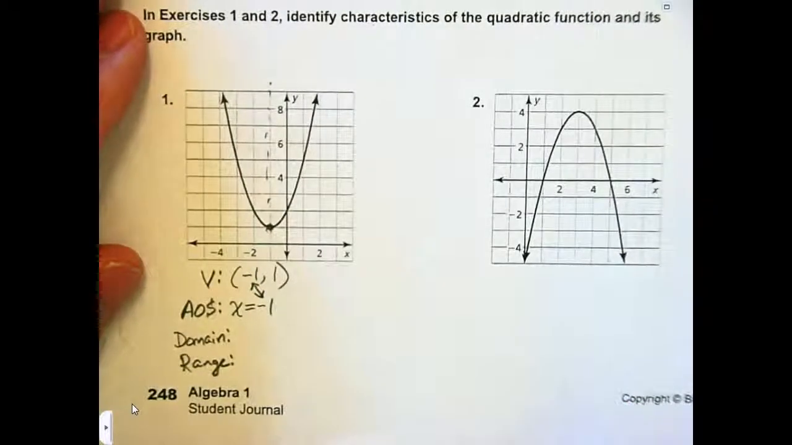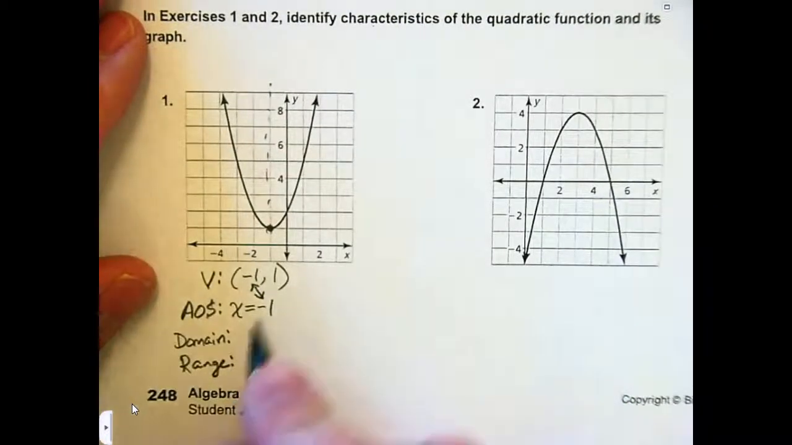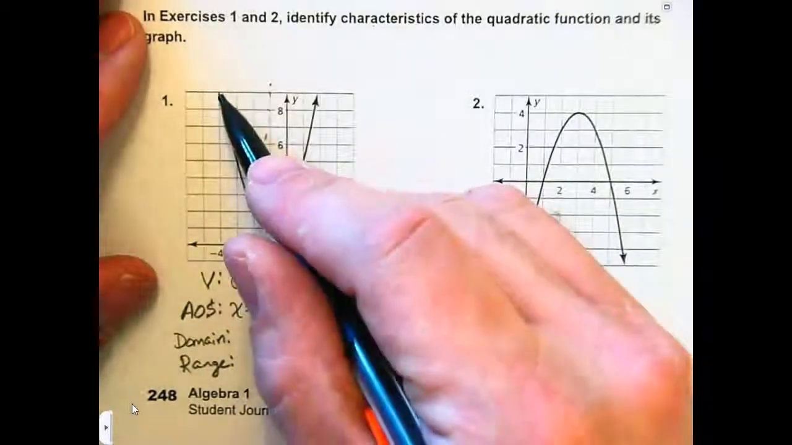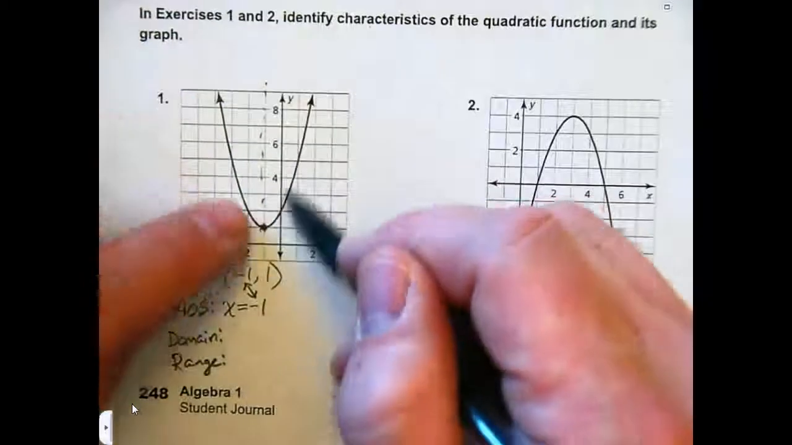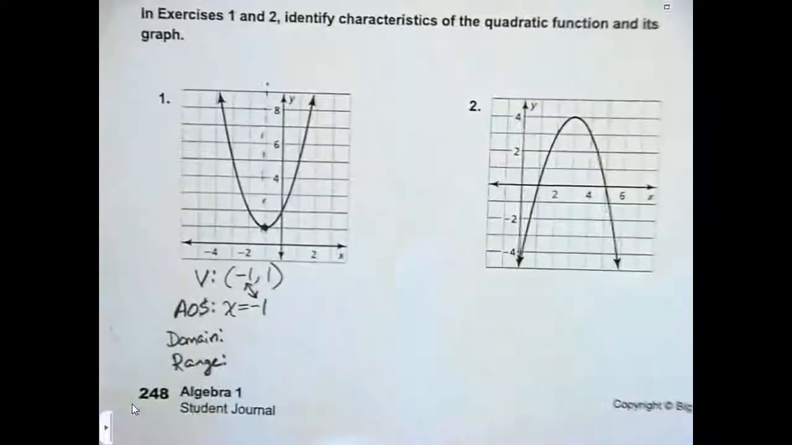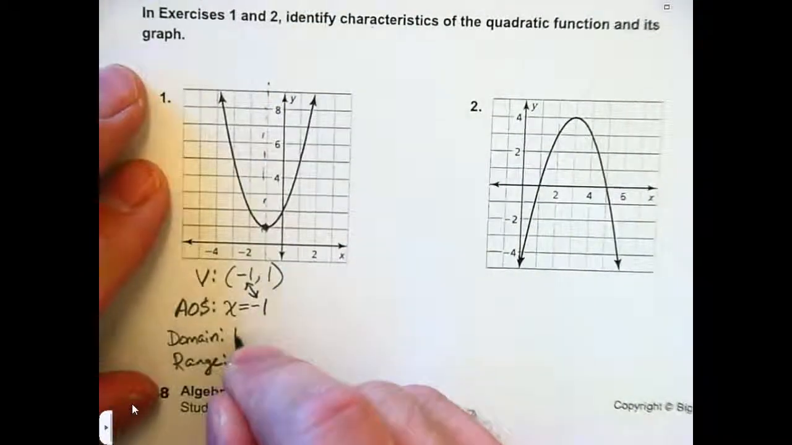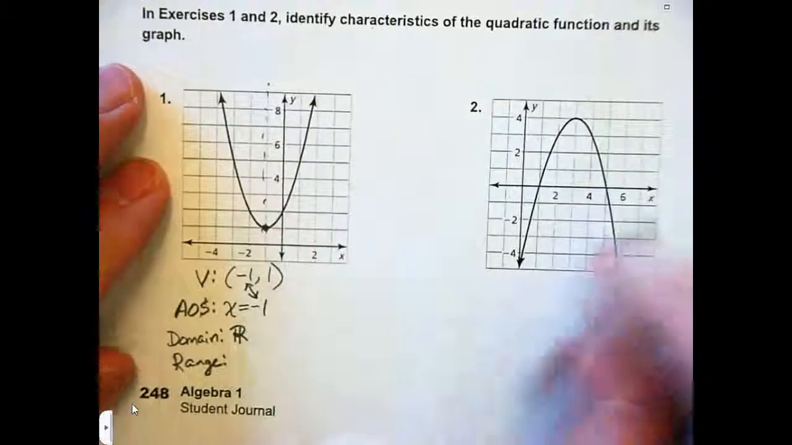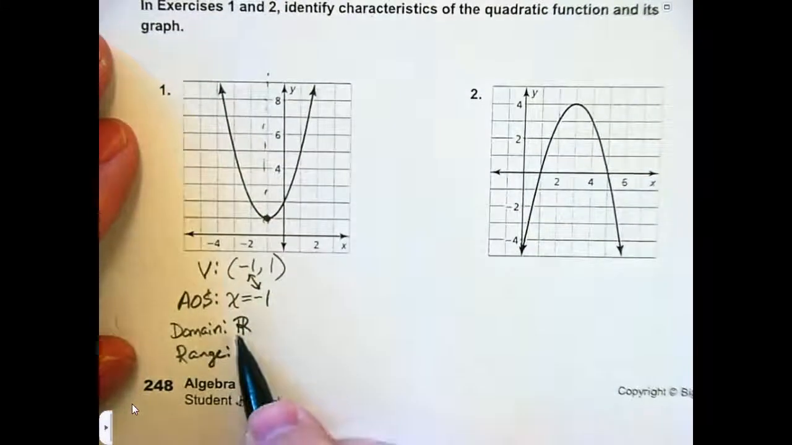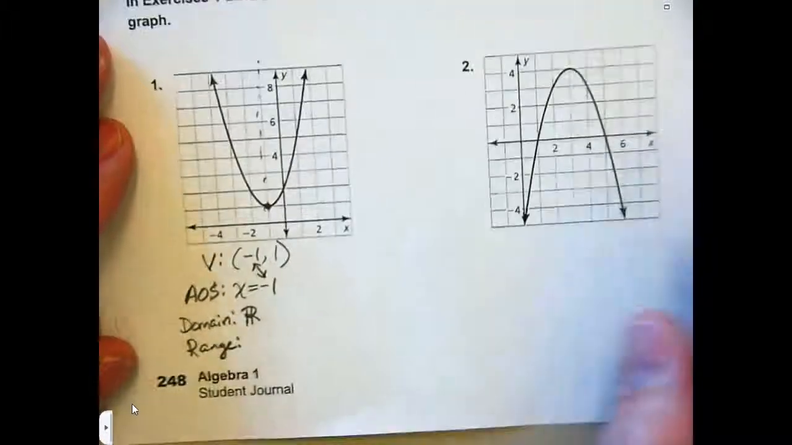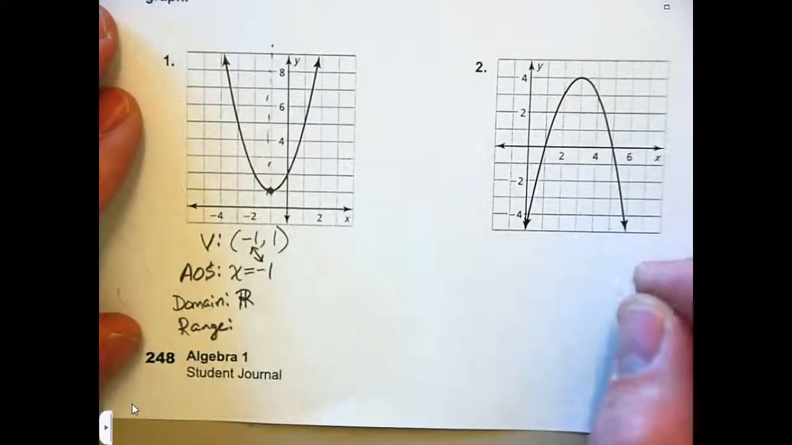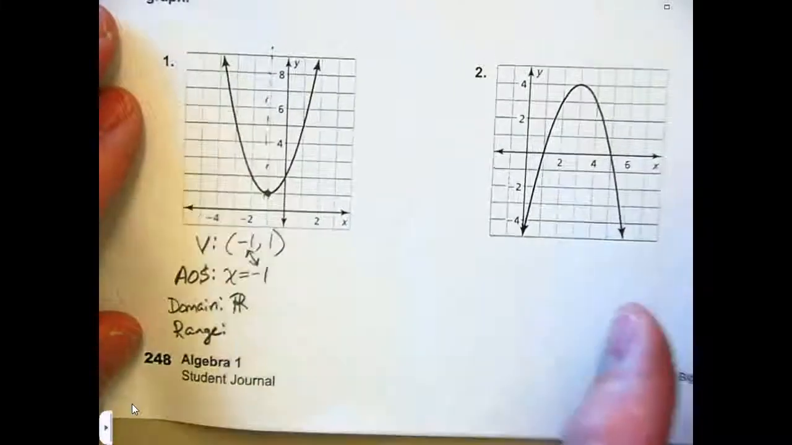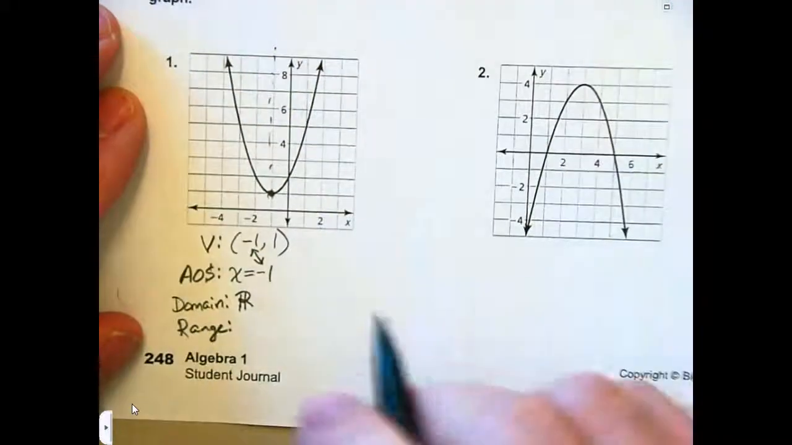What's my domain? Domain means when does it exist for x? Well, these arrows mean it keeps expanding outward forever, so that means all real numbers. Have we talked about that symbol in here? Yeah, remember, it's the fancy R, all real numbers. It looks cool.